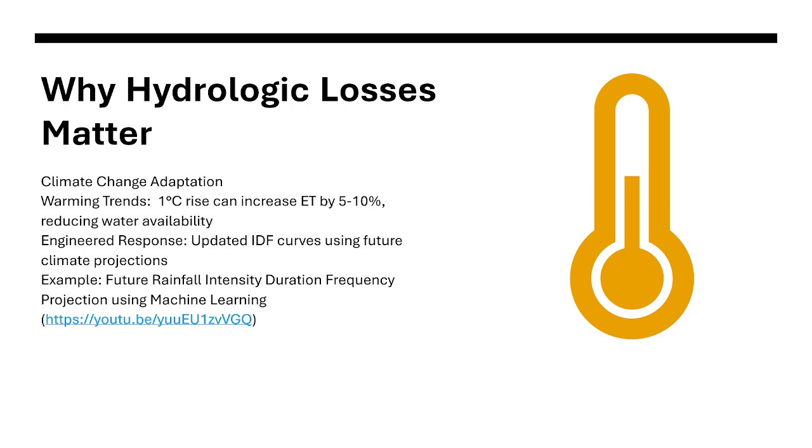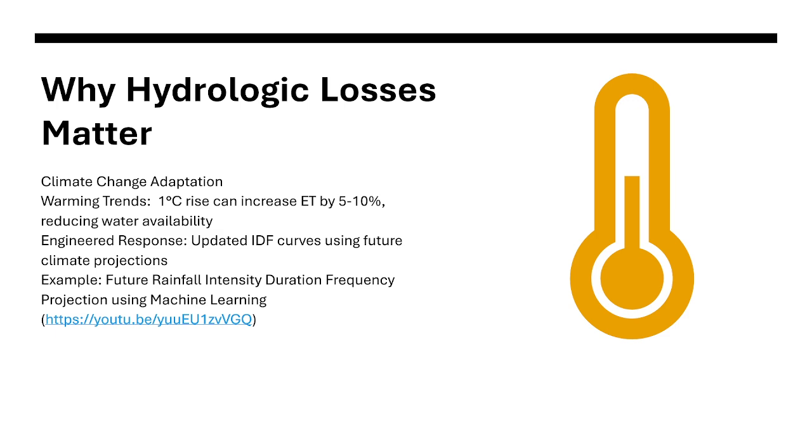Climate change adaptation. Okay, so we have the warming trend. A 1 degree Celsius rise can increase ET by 5 to 10%, reducing water availability. As said before, ET can impact the water supply of a region. Okay, so we have an engineered response, updated IDF curve using future climate projections. Okay, so IDF means intensity, duration, frequency. Okay, an example is in here. I will not be discussing it any further. Okay, you can just click that link.